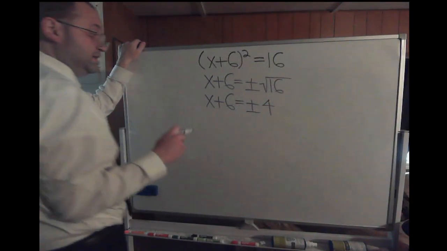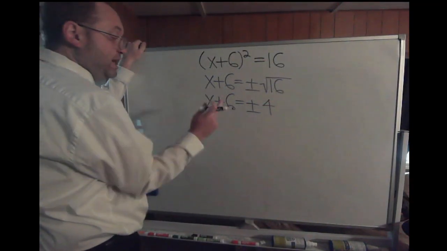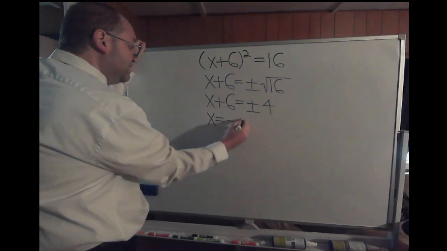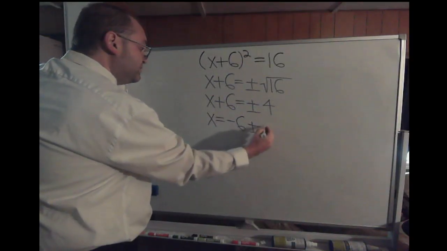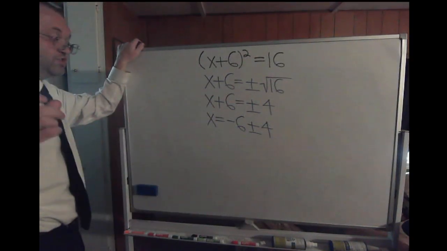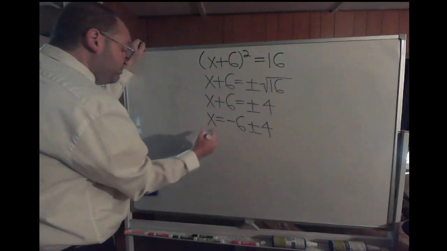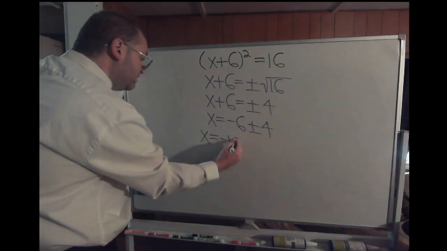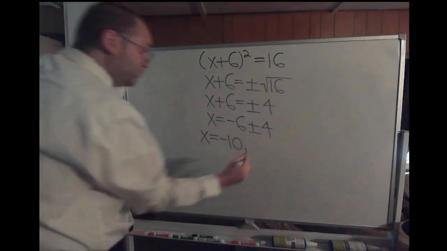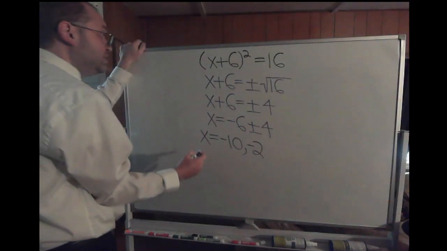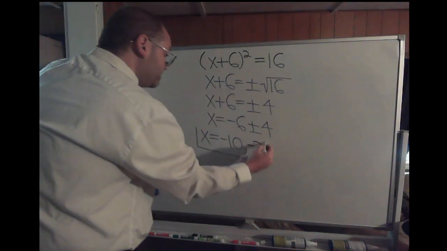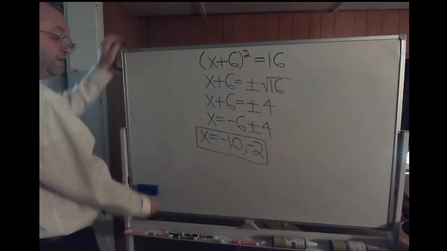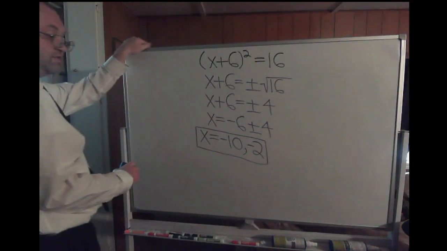Now the goal is to get x by itself, so we have to subtract 6 from both sides. If we do that, you'll get x is equal to negative 6 plus or minus 4, which means we're going to get two distinct solutions. If we take negative 6 minus 4, you'll get x is equal to negative 10. If you take negative 6 plus 4, you would get negative 2. So x has two solutions: negative 10 and negative 2.